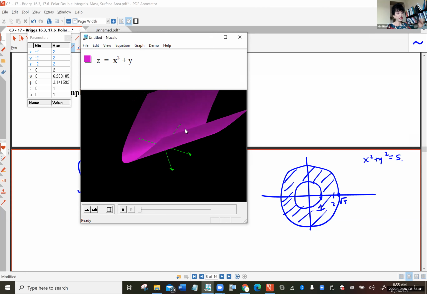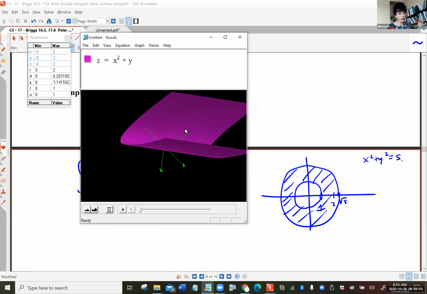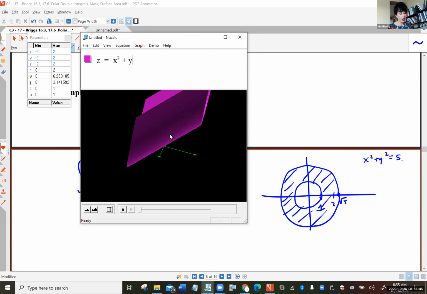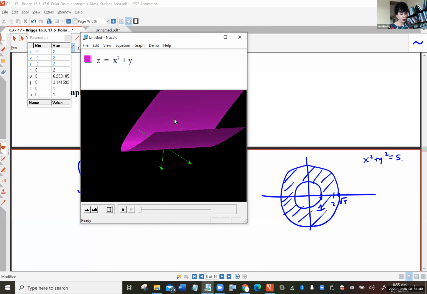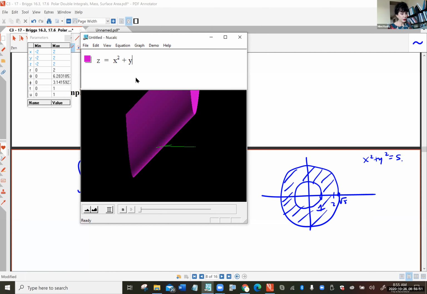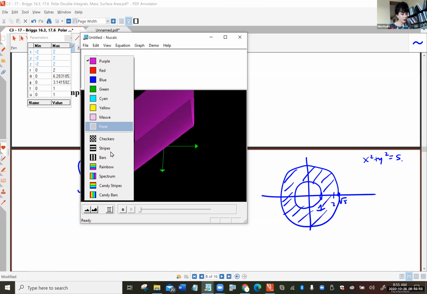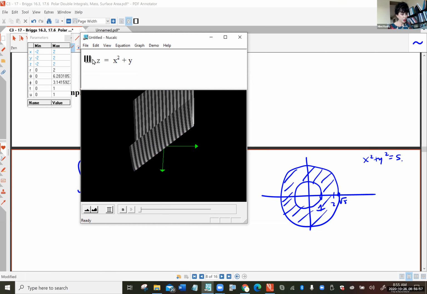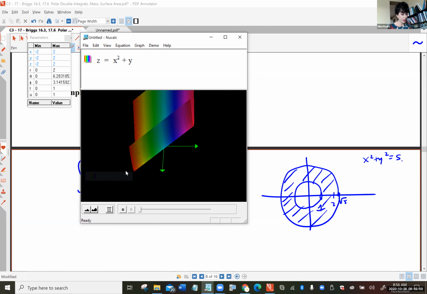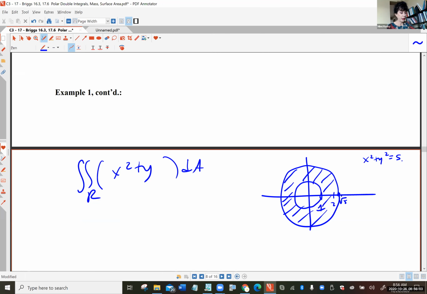Kind of interesting because it does dip below the xy plane, because when y is negative, it can go below. But that's a cool looking surface there. And so that's considered our capping surface. So very interesting. If we switch up the color, nice. Oh, candy color. Oh, okay, pretty. All right, so there's your surface, capping surface.